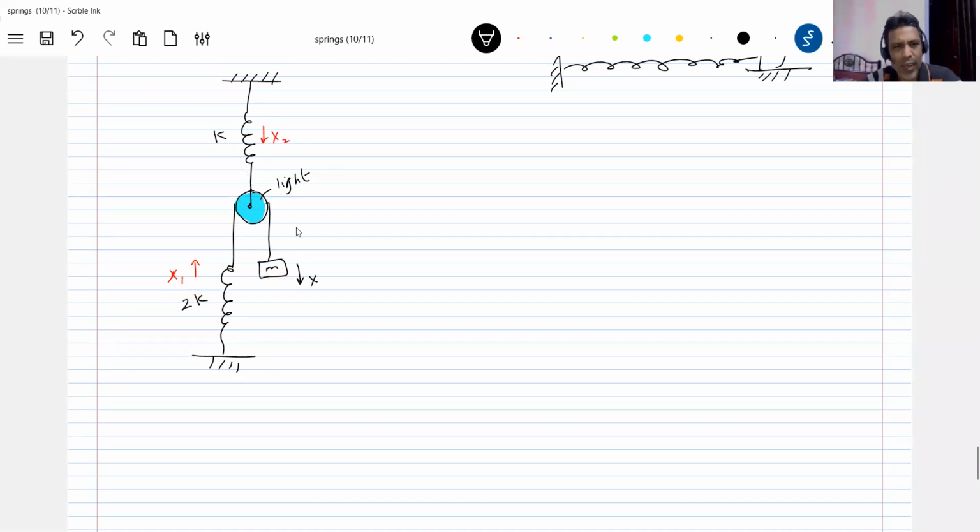Okay, let's see how X, X1, X2 are related. I'll take help of the superposition principle. Let's assume that only spring 2K is there, and assume that the other spring is not there. If the block moves by 1 meter down, how much will the spring elongate? 1 meter. Just as if one wire is there. Then if the block moves by 1 meter, how much will the spring elongate? By 1 meter. So therefore, X is equal to X1.